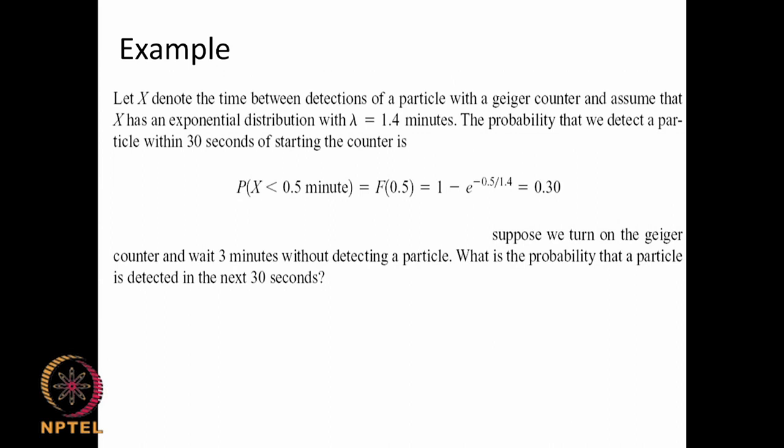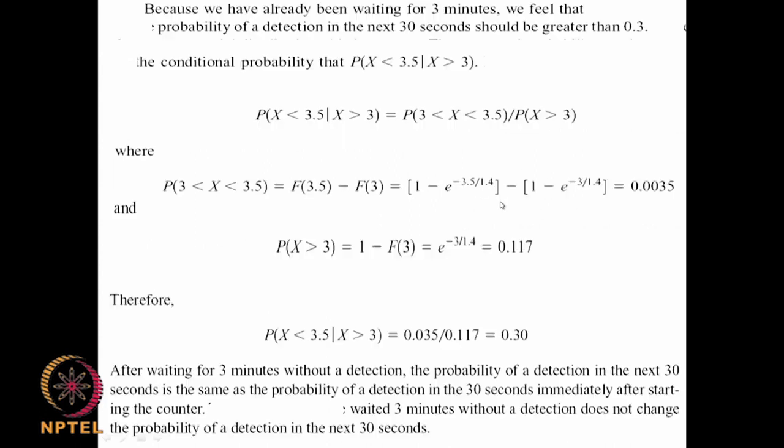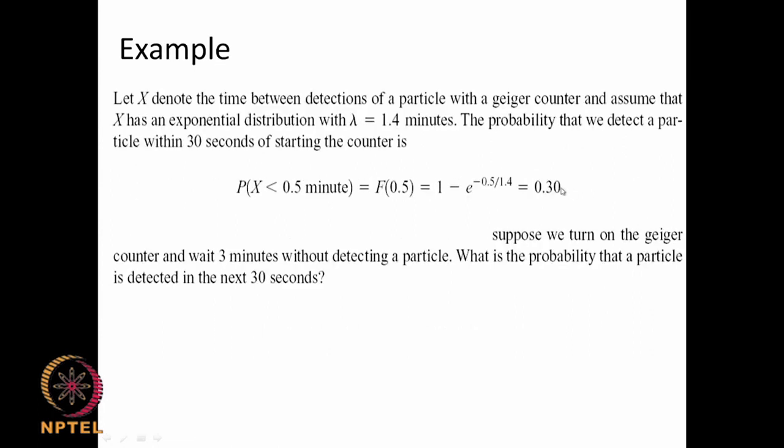Okay, let us look at another problem. X denotes the time between the detection of a particle with the Geiger counter, and then we can assume that X is an exponential distribution with lambda equal to 1.5 per minute. The probability that we detect a particle within 30 seconds of starting the counter. Okay, so the probability within that time is given by 0.3.